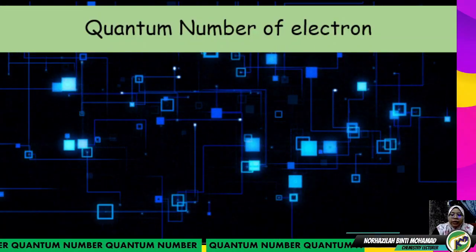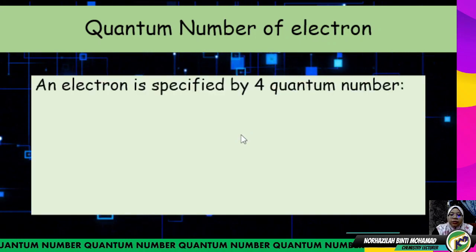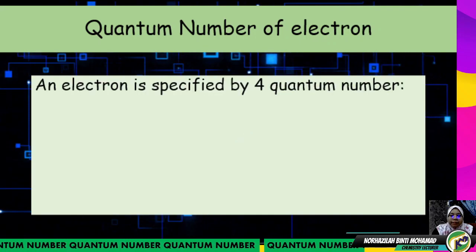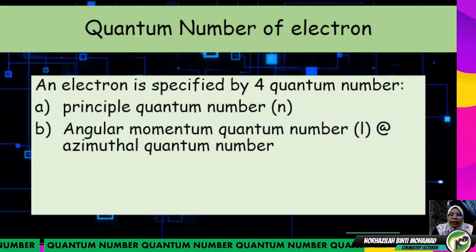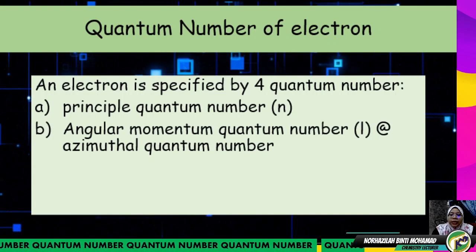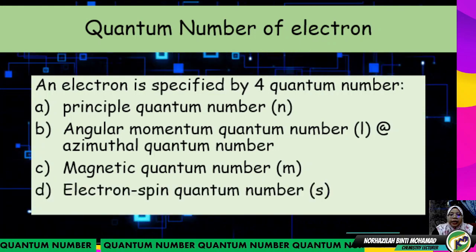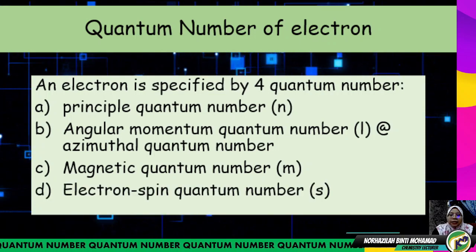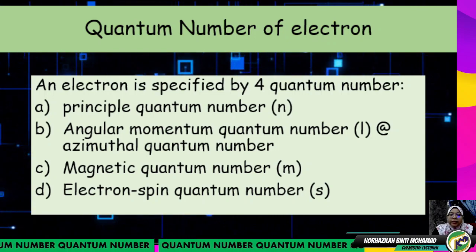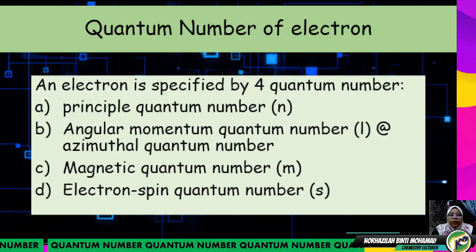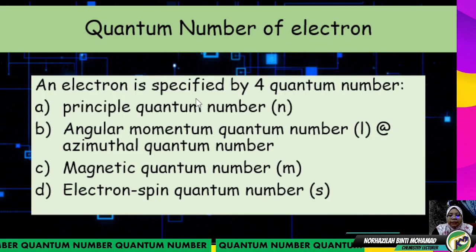Next we go to the quantum numbers of an electron. An electron is specified by four quantum numbers. The first one is the principal quantum number n, then the angular momentum quantum number L, the magnetic quantum number m, and the electron spin quantum number s. I have explained the above three quantum numbers, so right now I will continue to explain what the electron spin quantum number is.